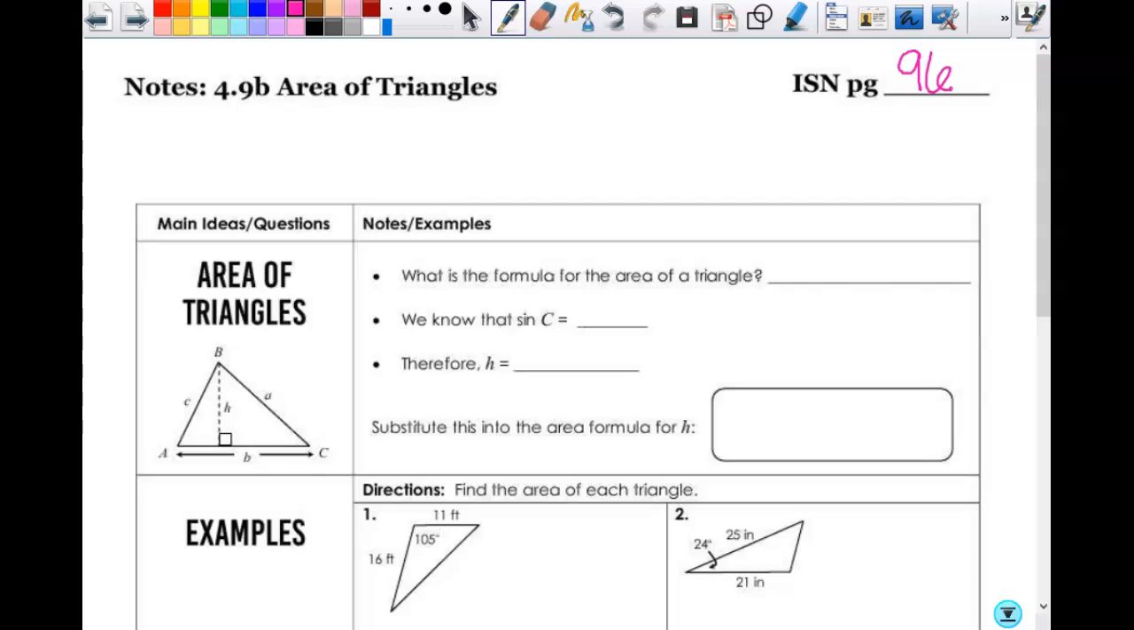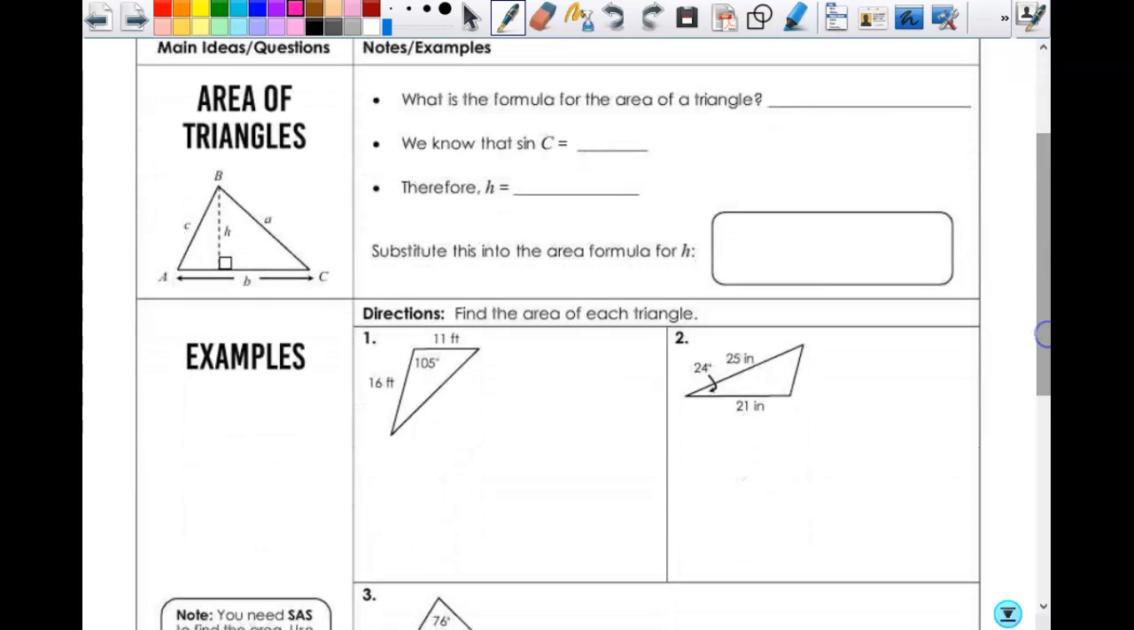So what is the area formula for a triangle? 1/2 base times height. Okay, so the area of a triangle is equal to 1/2 base times height. We've known that like forever, right? So we're going to do the same kind of thing we did with the law of sines and cosines, is use some other things we know and adjust our formula.